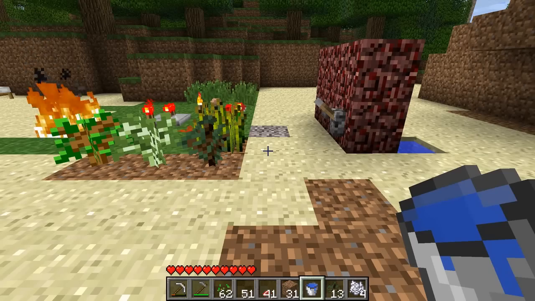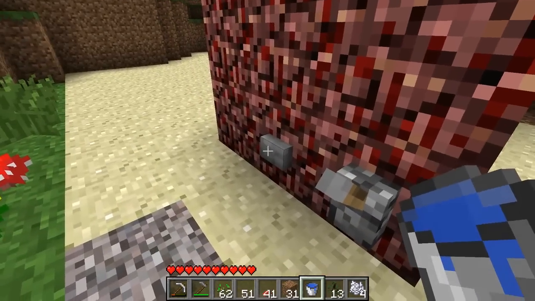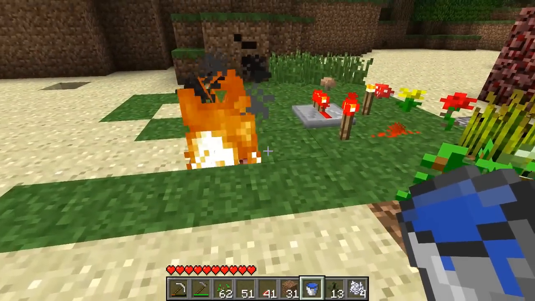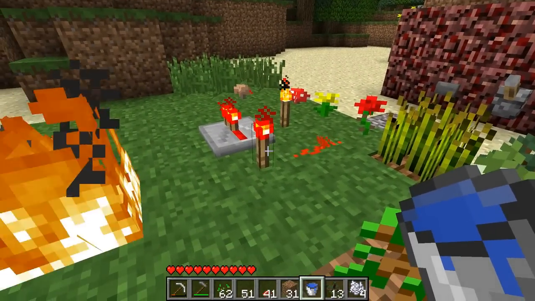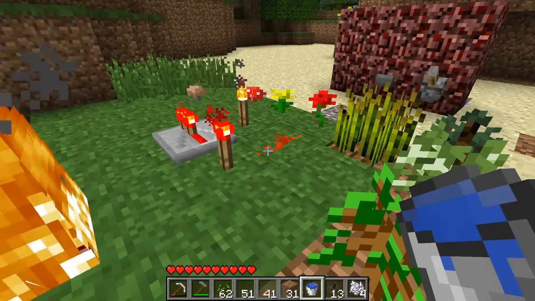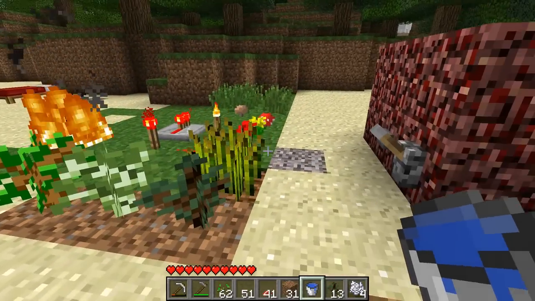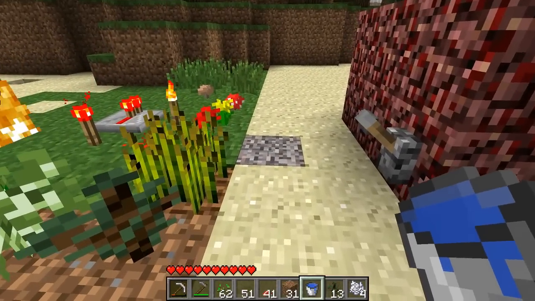Water is able to destroy many different types of blocks and uproot them. This includes buttons, levers, wheat, saplings, fire, torches, redstone torches, repeaters, redstone dust, flowers, mushrooms, tall grass, and a few other things as well.